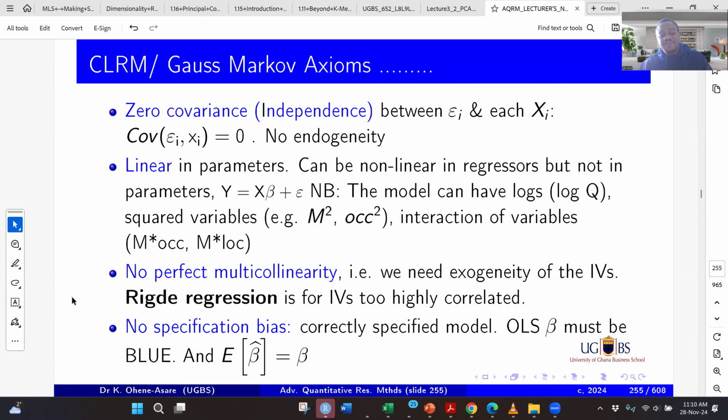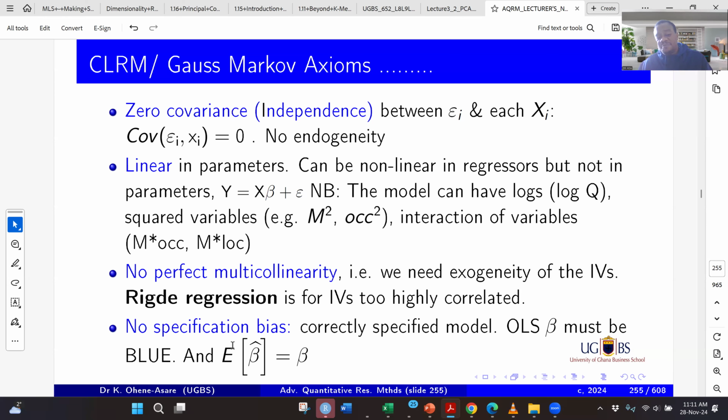The next one is that there must be no specification bias. If a variable should be squared and you don't give it a square, if it should be cubed and you don't give it a cube, you have a specification bias. So try and correctly specify the model. If you don't, the OLS parameter estimate will be biased. It will no longer be BLUE. BLUE means best linear unbiased estimator. There must be best, minimum variance, must be linear, must be unbiased.